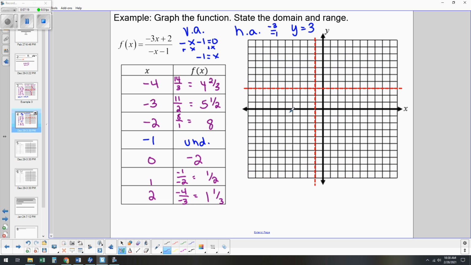All right, let's graph. So 1, 2, 3, 4. 1, 2, 3, 4 and 2/3. 1, 2, 3. 1, 2, 3, 4, 5.5. And negative 2, positive 8.